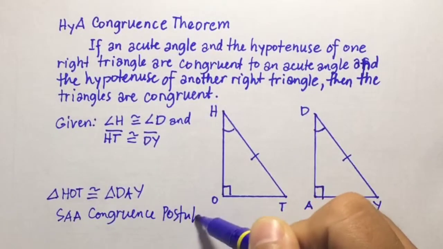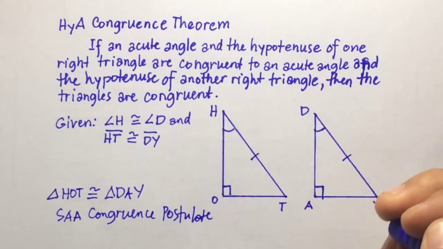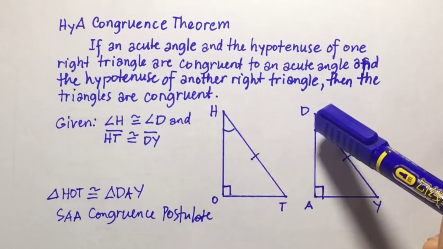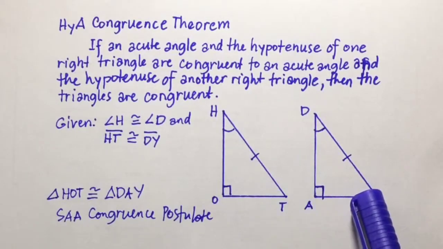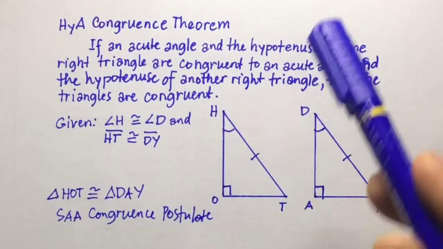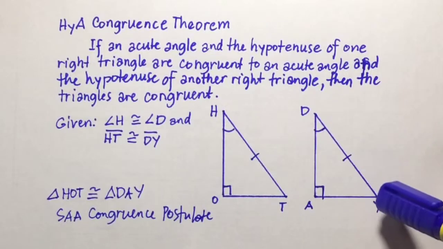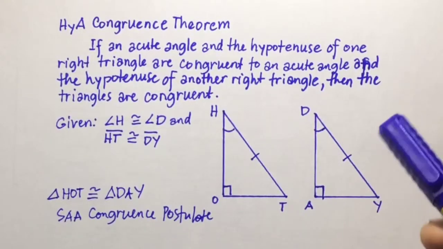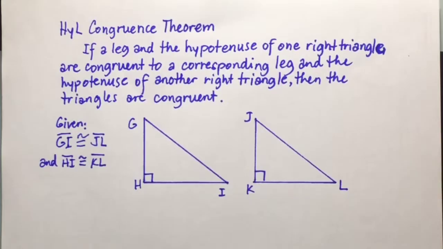Now, if we're going to summarize this one, for any two right triangles, we'll just need to prove that an acute angle, angle H and angle D, or we can have angle T and angle Y, and the hypotenuse in here, HT and line segment DY, to be proven congruent so that we can say that the two right triangles are congruent.